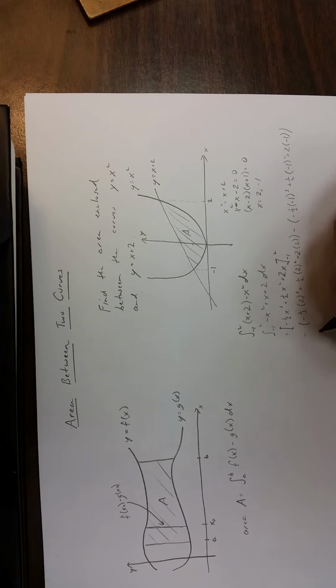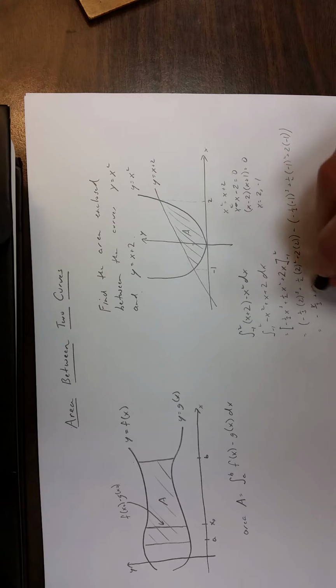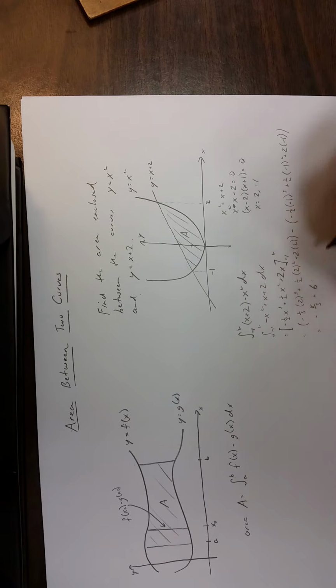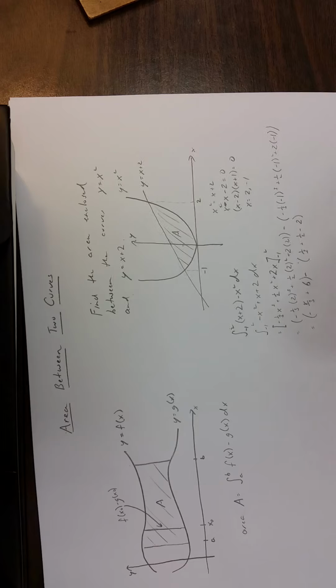After that, it's just arithmetic. So we have negative 8/3 plus 2 plus 4, so I guess we can write plus 6, minus, we have looks like positive 1/3, and we have positive 1/2, and we have negative 2. And at this point, I think we can just finish that up fairly easily, just a matter of putting it over a common denominator, and that's the end of the problem.